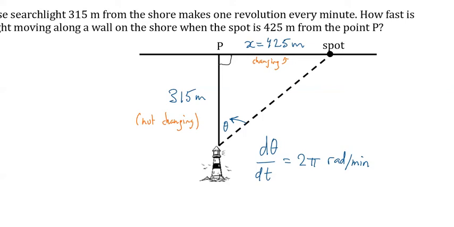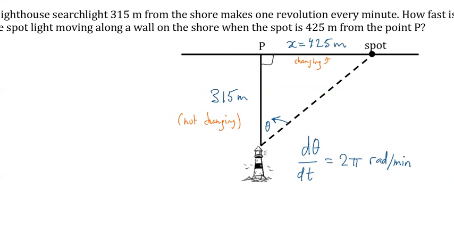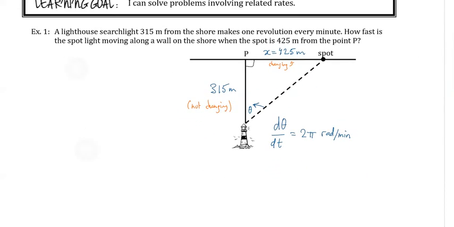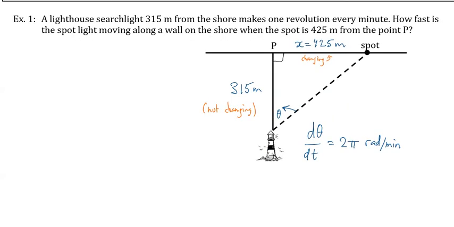Okay, and what are we finding here? How fast is the spotlight moving along the wall? We're going to find dx by dt. And what is the relationship between the change in x and the change in theta? What's the formula?